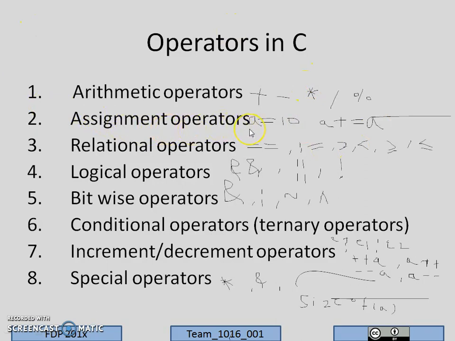In assignment operators, equals to, plus equals to, minus equals to, multiplication equals to, and modulo equals to are used. Suppose to assign a value 10 to a variable, we can write a equals to 10. Or suppose a is already 10 and again we are performing a plus equals to a, which means a equals to a plus a, so 10 plus 10 becomes 20, and the value 20 is assigned to a.